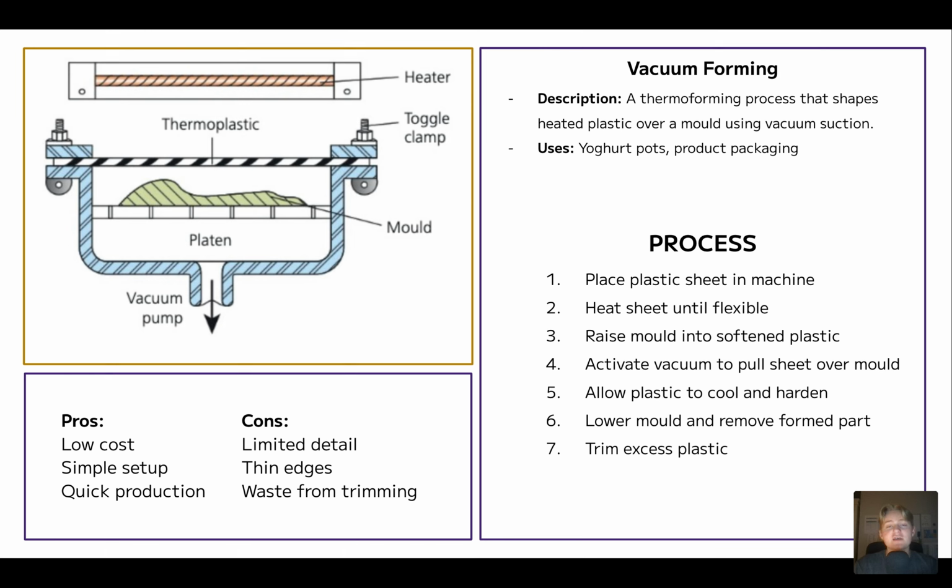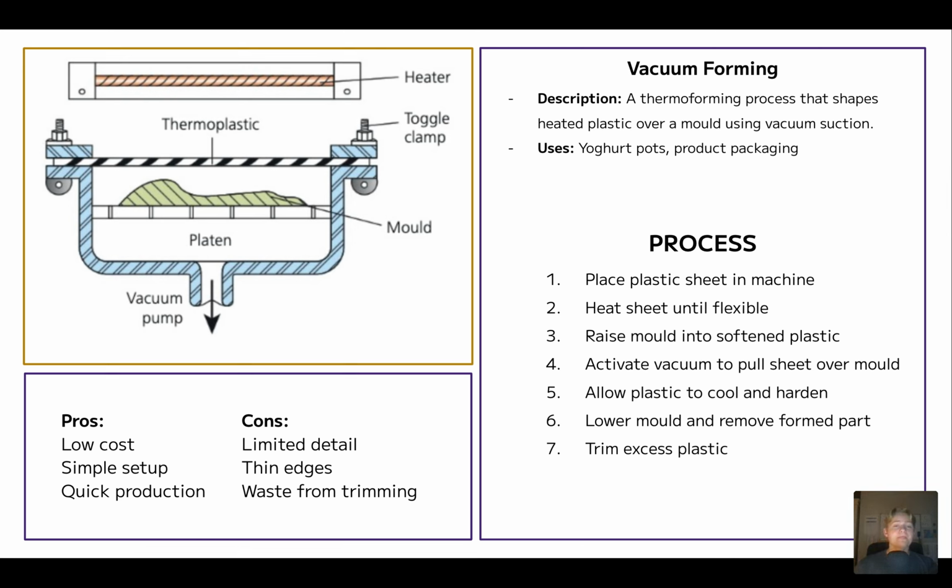The uses of this are most likely packaging, in some scenarios like yogurt pots, but also for tools, where you've got a translucent piece of plastic that's been wrapped to hold the tools in place using a vacuum forming process.